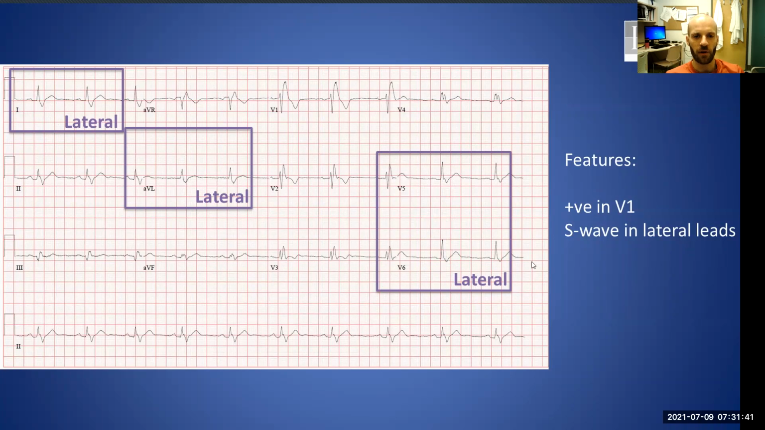Now, this is what it looks like in a complete right bundle branch block pattern. You can also get an incomplete right bundle pattern, which is a similar sort of thing. You get this RSR prime pattern in V1. You get an S wave laterally, but the QRS complex is less than 120 milliseconds. So that suggests that rather than it being a complete absence of conduction within the right bundle, it suggests that it's slow conduction instead. That would give you an incomplete right bundle branch pattern. Okay, but apart from that, the QRS morphology looks pretty similar.